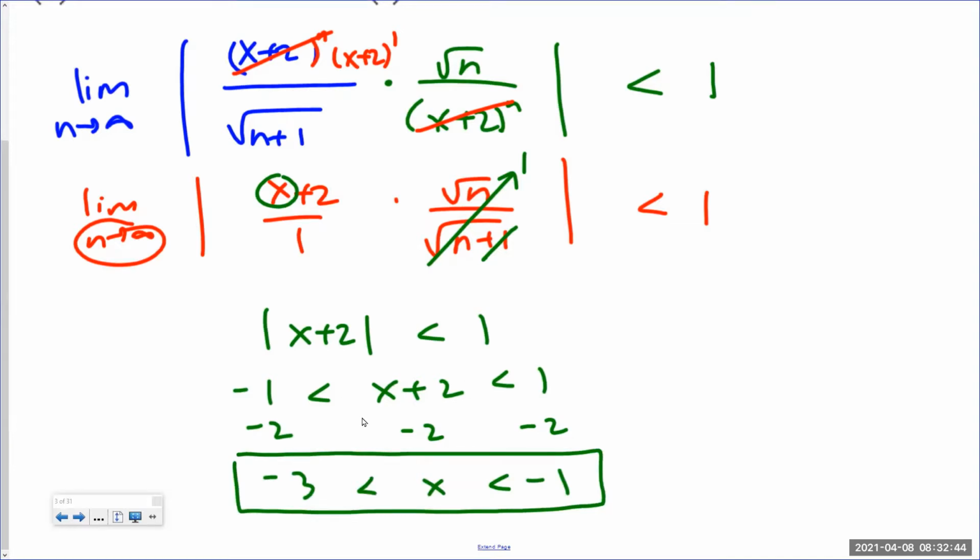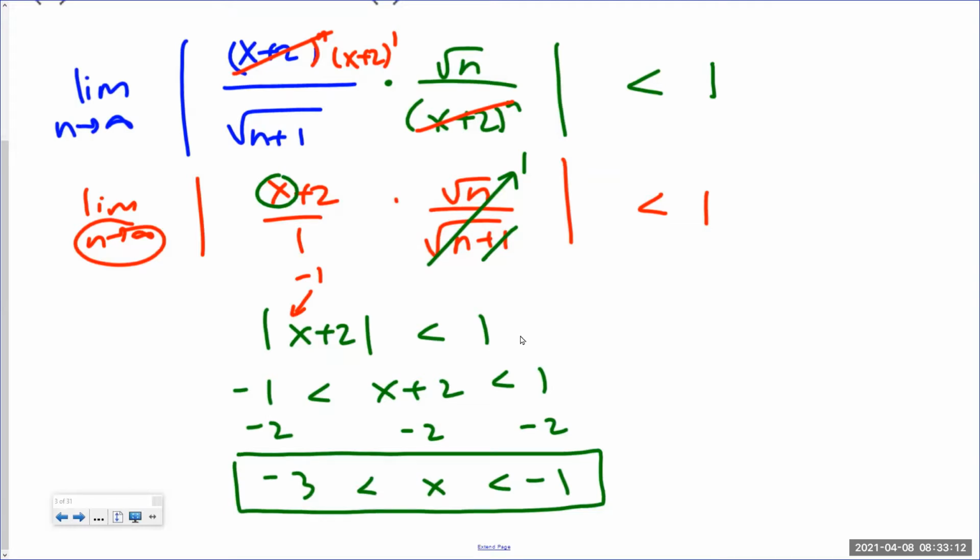Because if you notice, if I go up here and put -3 in here, do you see that this is going to equal 1? -3 plus 2, the absolute value of that will give you 1. And if I put -1 in here, do you see that I'll get 1? I'll get the ratio test equal to 1. Well, guys, what happens when the ratio test is equal to 1?